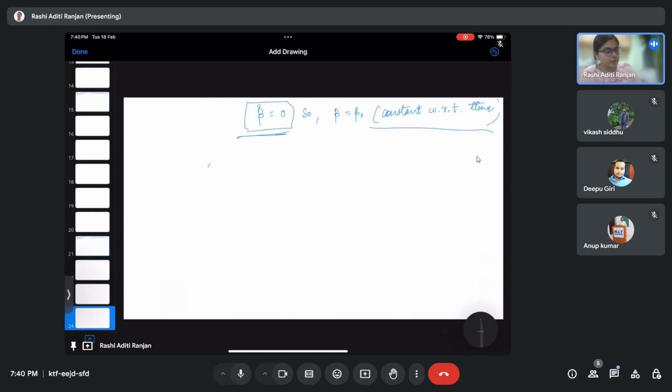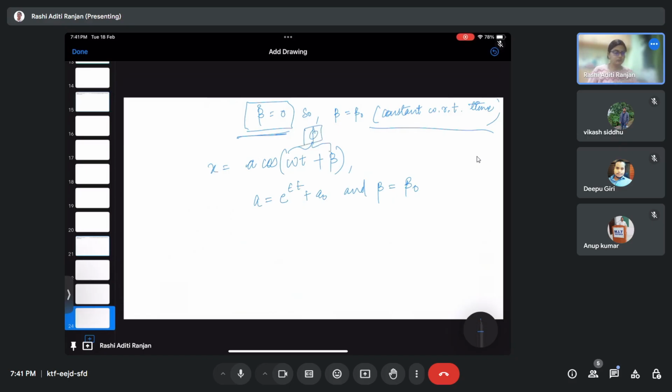So if my solution x is equal to A, e to the power of, plus beta, where this is nothing but phi.